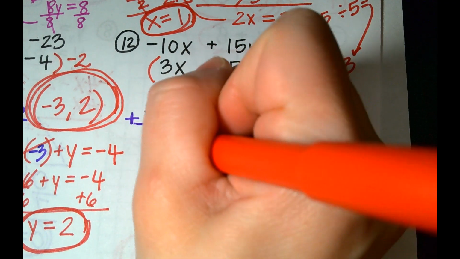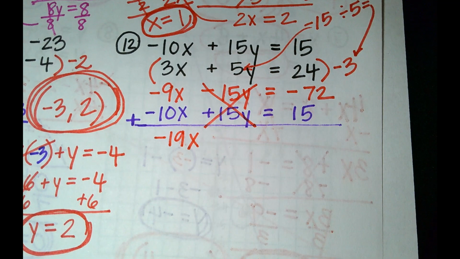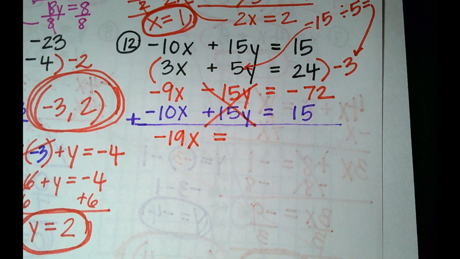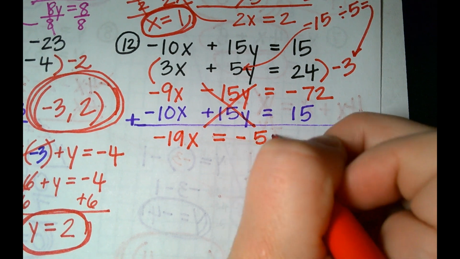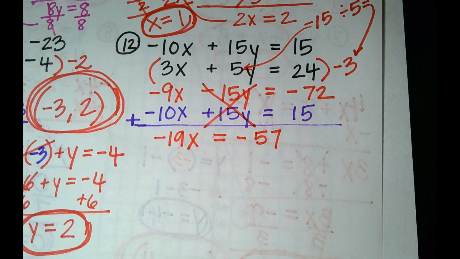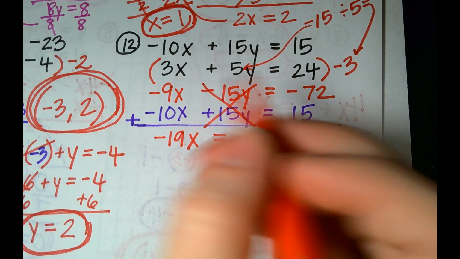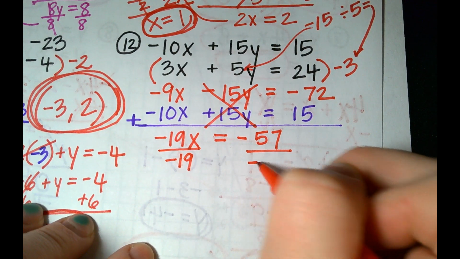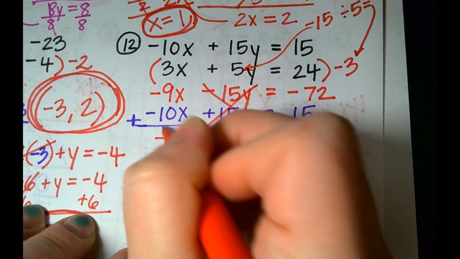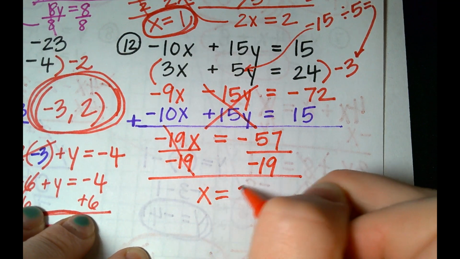Yes, -19x. -57. -72 plus 15, that is -57. So, good, that's the last step, divide by -19. X equals 3.